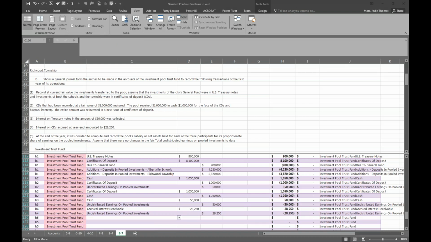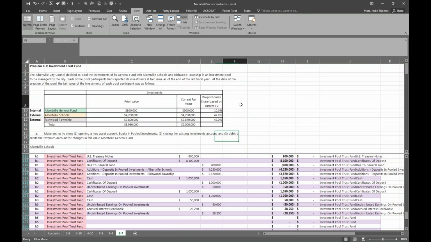Number five is we are going to compute the pool's liability or net assets for each of the three participants for its proportional share of the earnings of the pooled investment. And you're supposed to assume there were no changes in the fair value on the pooled investments to date. All right. So we need to go back up here. What's our amount here? All right. So let's see what our undistributed earnings balance is. We've got $28,250, $50,000, and $50,000. $128,250 is our total. Okay.